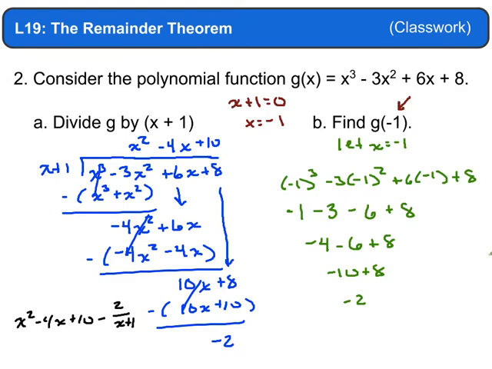So I was able to apply the remainder theorem by choosing a potential x value, plugging it in, and seeing if it gave me a 0. In this case, it did not give me a 0. So then again, we would say that x plus 1 would not be a factor via the remainder theorem.